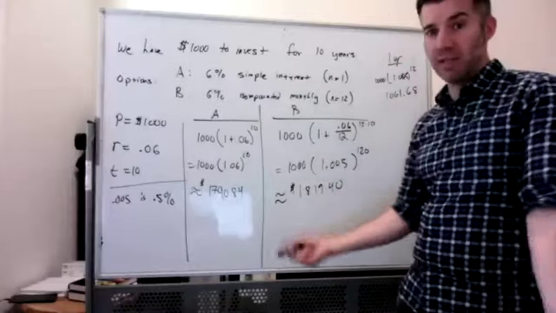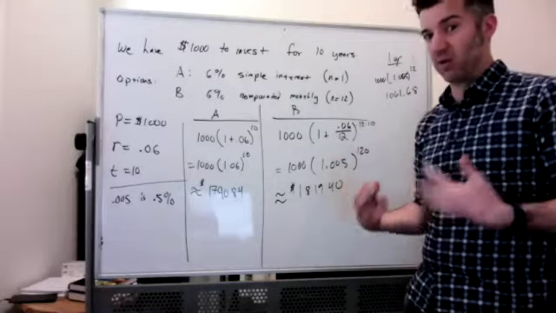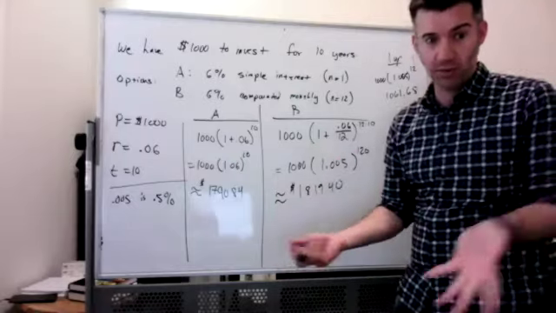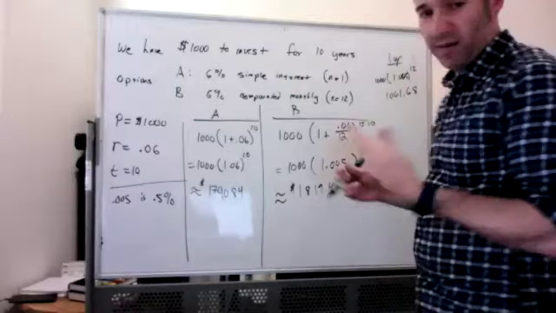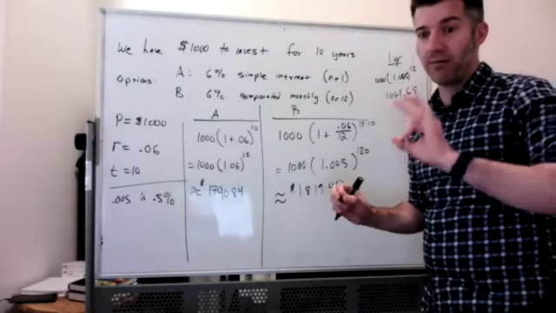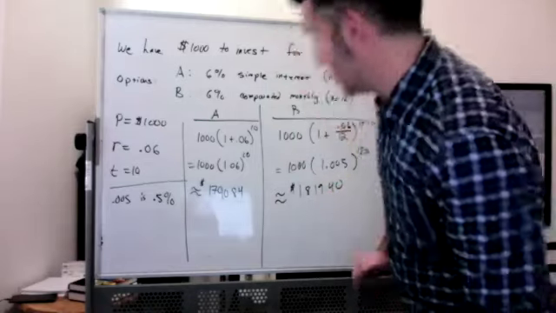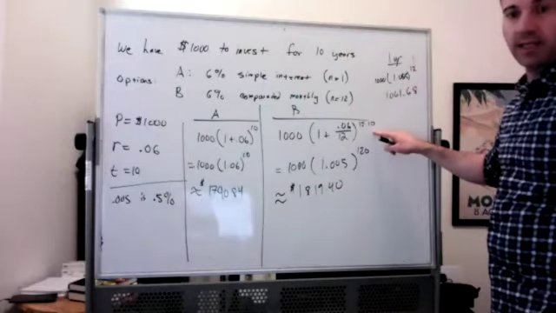So all other things being equal, the more frequently you compound your interest, the more value you're going to accrue. Yeah, all right. That's kind of the whole idea. There is one very important idea that comes into play here. Yes, that is 12 times 10, exactly.